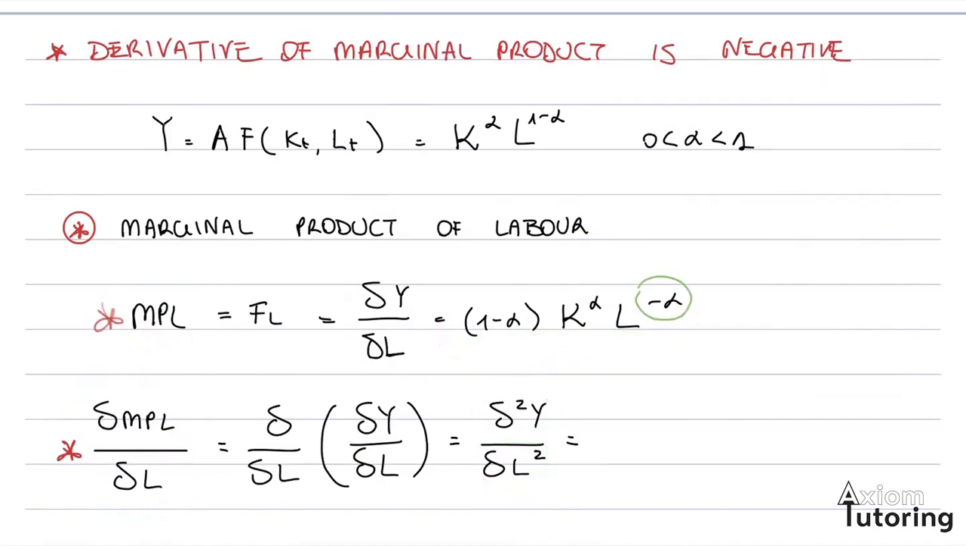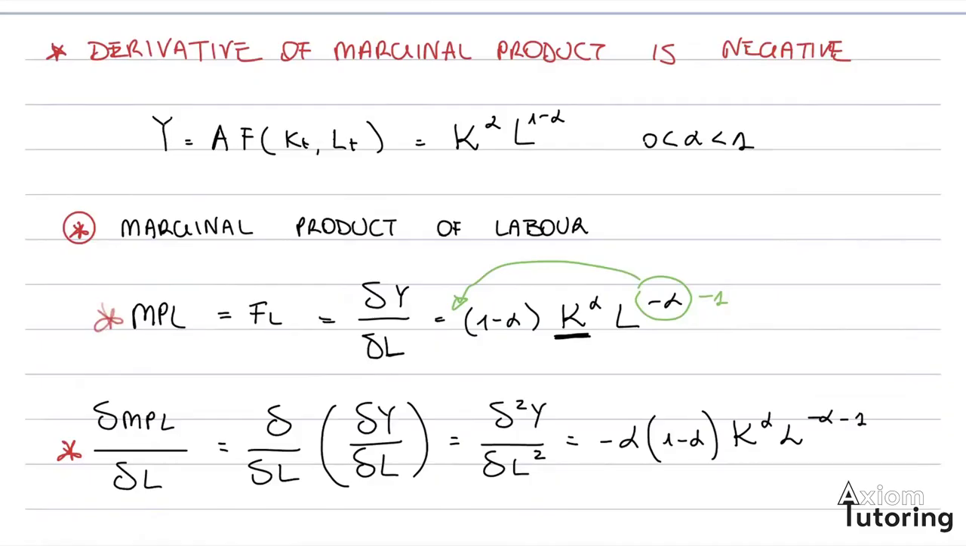Following the chain rule, we know that we have to take the exponent, take it down, and then subtract 1 from it. So what we're going to obtain will be minus alpha times 1 minus alpha, K to the power of alpha, as we're keeping capital constant. Otherwise, we would not be able to identify the proper effect of an additional worker on output if we kept on changing capital together with it as well, times labor to the power of minus alpha minus 1.